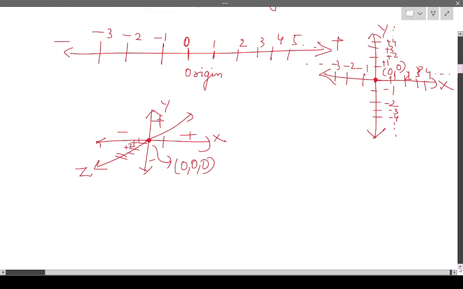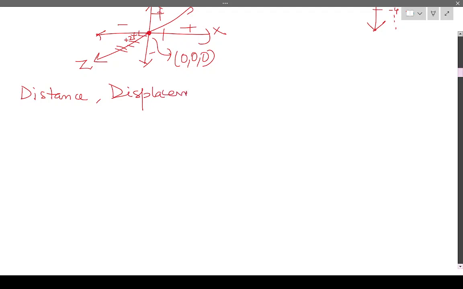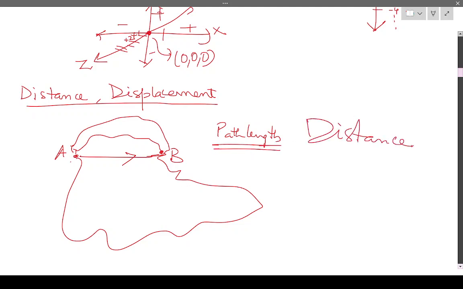Now let us discuss distance and displacement, one by one. You are standing at position A, and there is another point B, and you want to go from A to B. You can go from A to B in many ways. Either you can go like this, or like that, or you can take a deviated turn, or you can take a very straight path. All these are paths. What is the length of these paths? We'll call it the path length. Distance is nothing but the path length between two points.